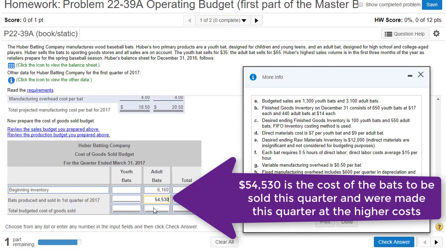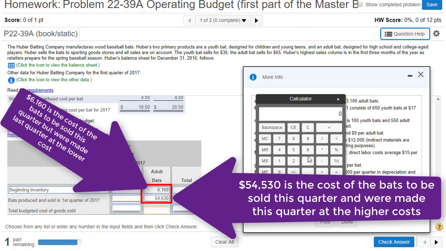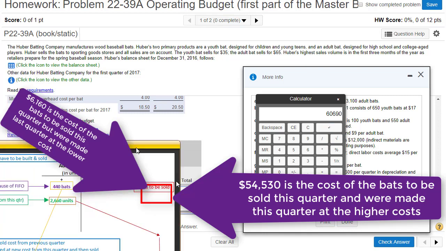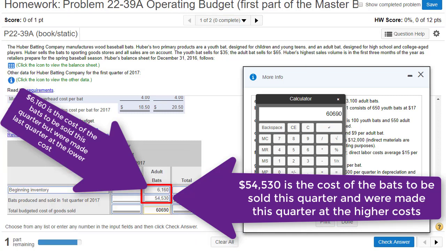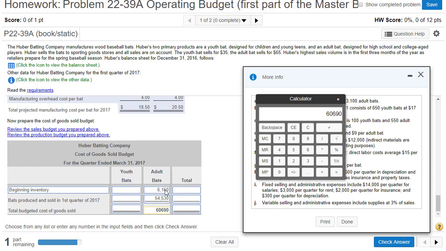And then to get the total, we're just going to add up the 6,160 and the 54,530. 6,160 plus 54,530 gives us 60,690. And in the next video, I will show you how to calculate the youth bats. It's the same exact process. And then our totals will be just these two added up and then these two added up.